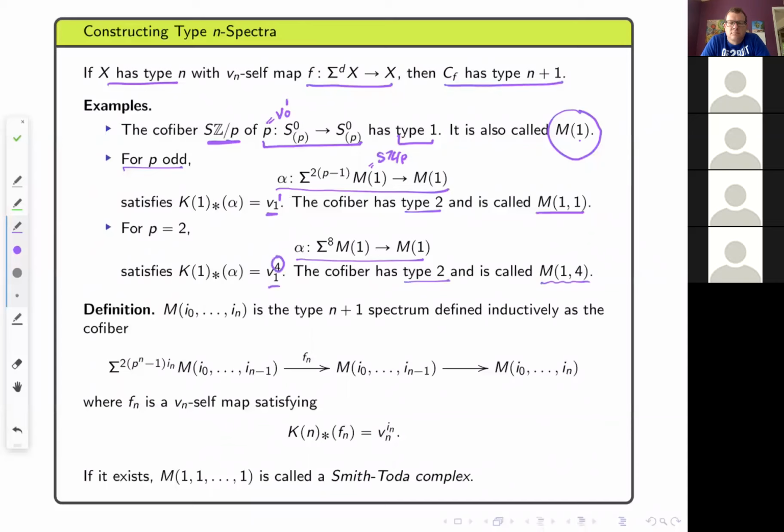So in general, suppose that you, in general, what's going to be Mi0 up to In? Well, it's going to be the type N+1 spectrum, which is defined inductively as a cofiber. So suppose you've constructed Mi0 up to In-1, and you had a Vn self-map, Fn, and it had the property that Kn star of Fn was Vn to the In, then you call the cofiber Mi0 up to In.